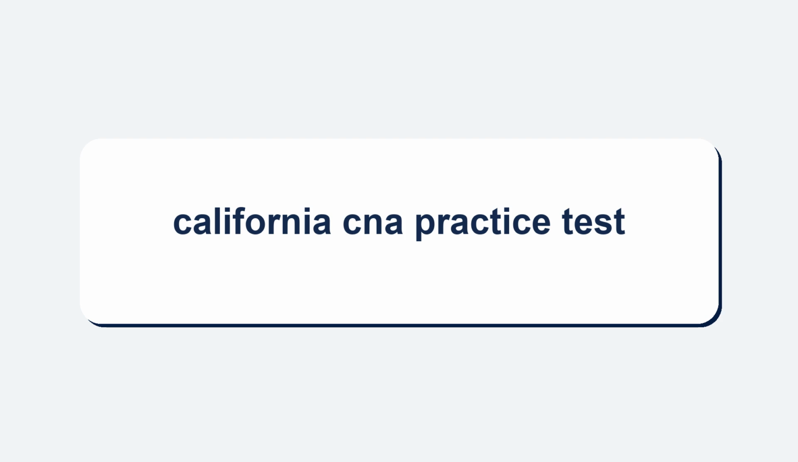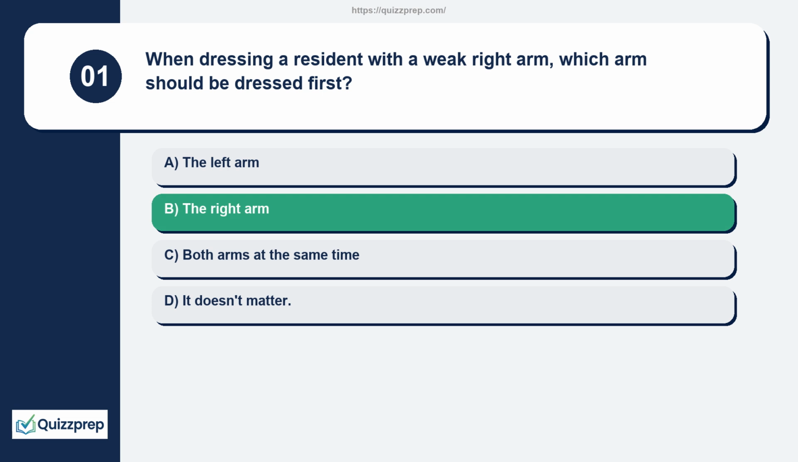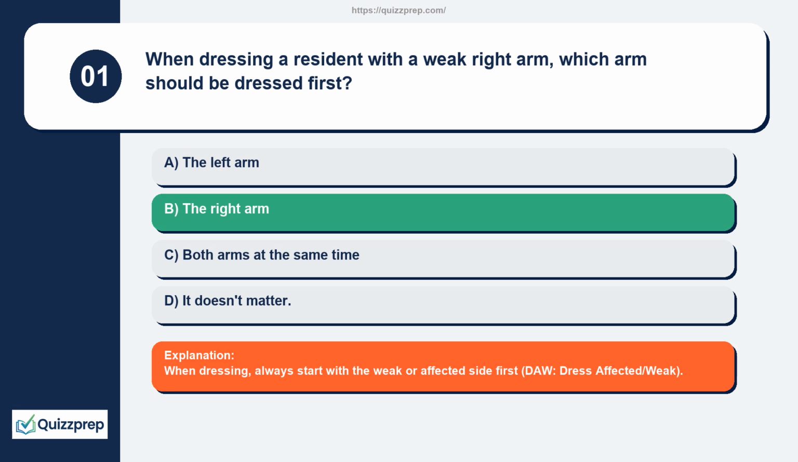California CNA practice test. Question 1. When dressing a resident with a weak right arm, which arm should be dressed first? The left arm, the right arm, both arms at the same time? It doesn't matter. When dressing, always start with the weak or affected side first. Dress affected/weak.